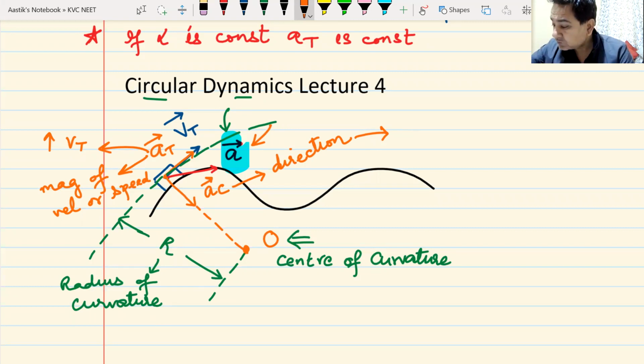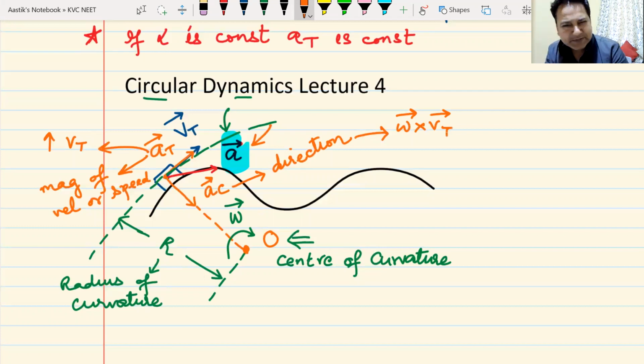Remember, this is moving on a circular path, so this will always be moving on a circular path. It will be moving with an angular velocity omega. So you can also call this omega. If I call it that way, I can write vectorly this centripetal acceleration as omega cross Vt. Omega cross Vt, as simple as that.